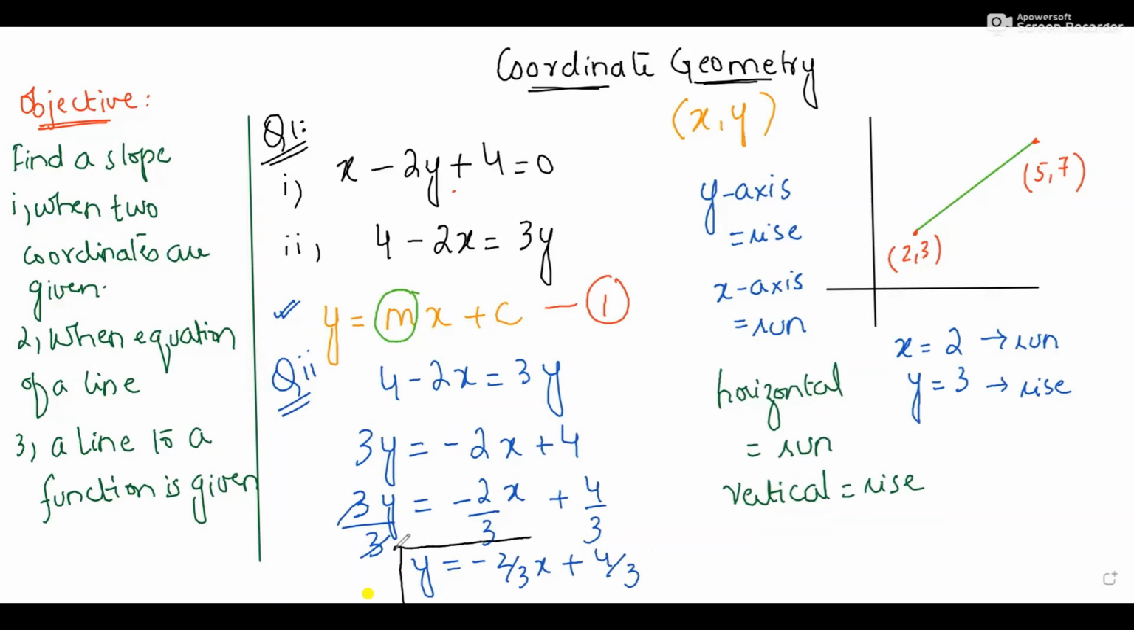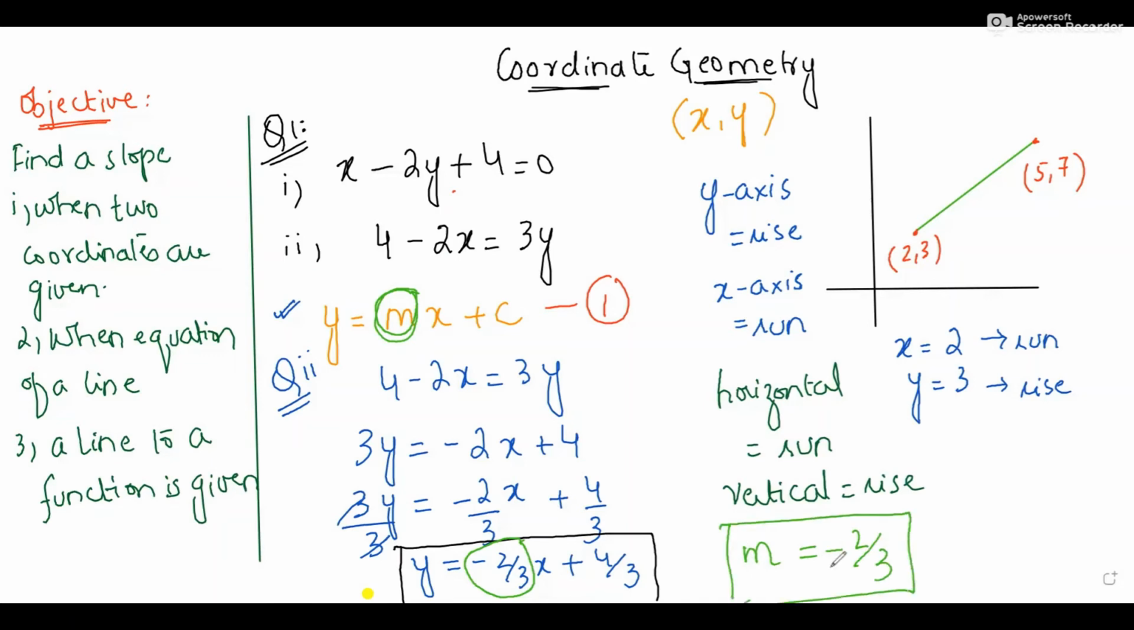And directly, if I want to compare my equation, the value of this m is basically the value of this. So my final value which I received from the given question is minus 2 by 3.